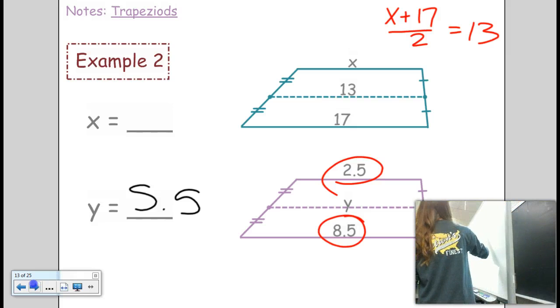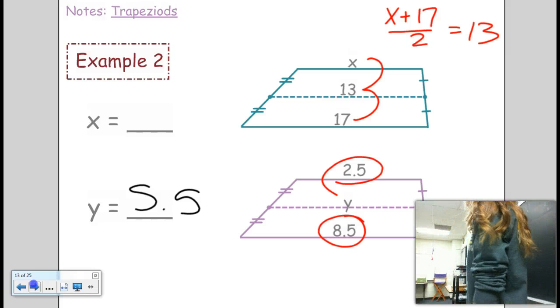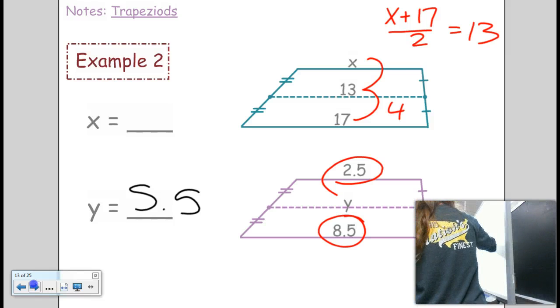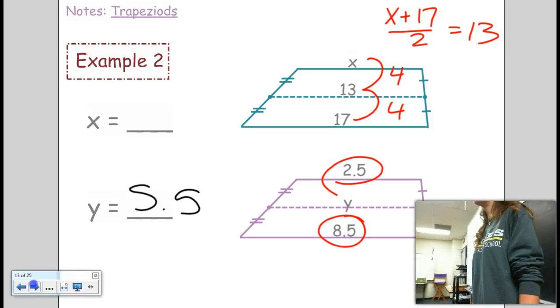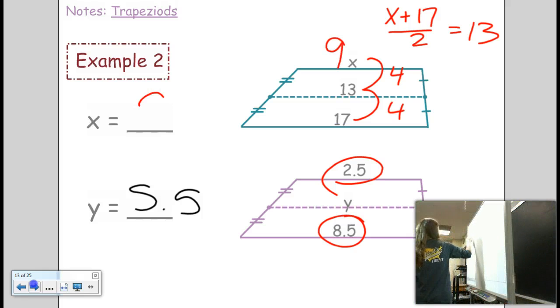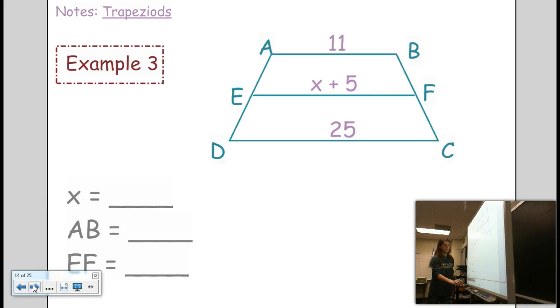So instead, you can play leapfrog. How far do you leap from 13 to 17? 4. So you just leap 4 again. 13 minus 4. 9. Very good. So when you're looking for a base, not the mid-segment, you can play leapfrog. When you're looking for the mid-segment, that's when you add them up and divide by 2. Okay. Moving on. Doing great.